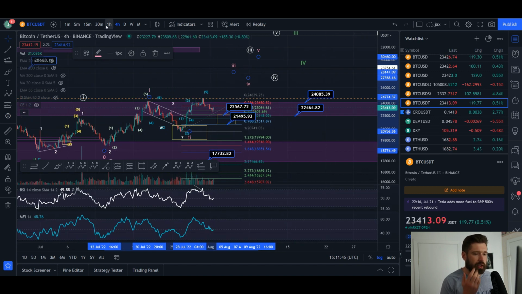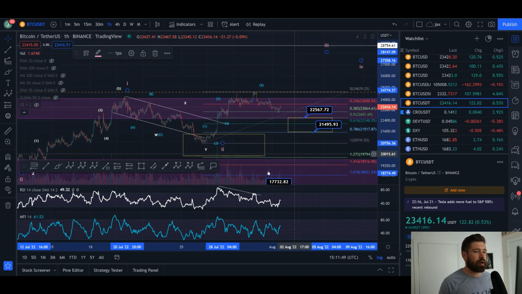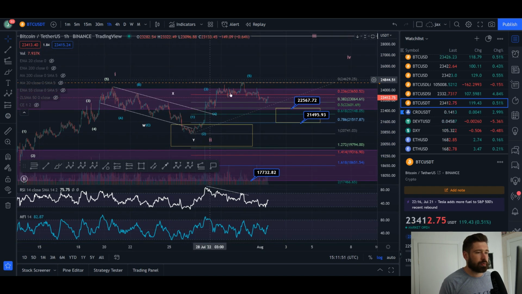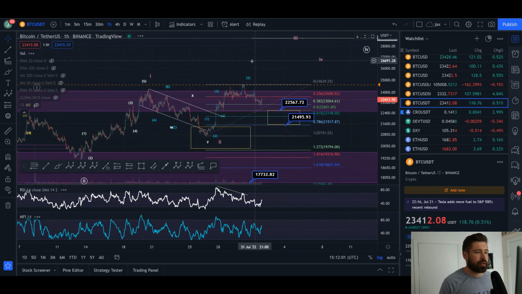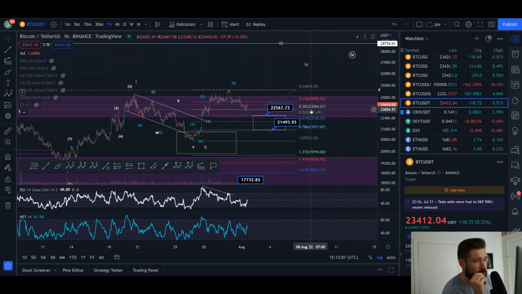If we look on the 1-hour time frame, we did have a bearish divergence. We were creating higher highs while creating lower highs in the RSI, and that is starting to play out. So just look for a potential ABC correction to bring us down to this yellow box in between 21.4 and 22.5. If we were to bounce here and see continuation to the upside, we have met the minimum target, the 0.382 at 23K for a wave 2 pullback.